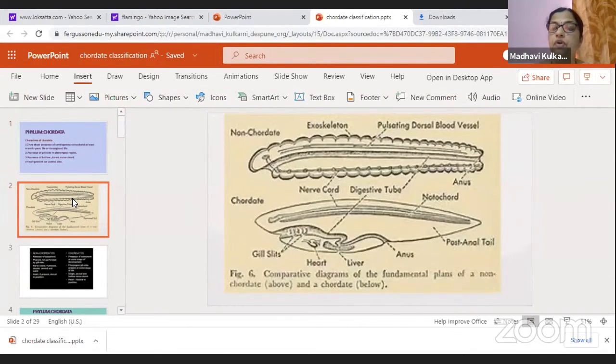Actually, I have shown this diagram once again in the non-chordates because it should be very clear what the exact difference is between a non-chordate and a chordate. In non-chordates, on the dorsal side, the pulsating dorsal blood vessel or the heart is present. While in chordates, on the dorsal side, the nerve cord and the notochord are present. On the ventral side, in non-chordates, the nerve cord is there, while in chordates, the heart is present on the ventral side.